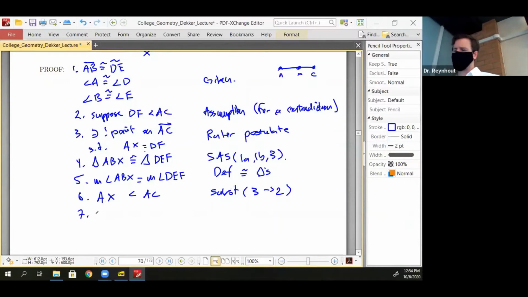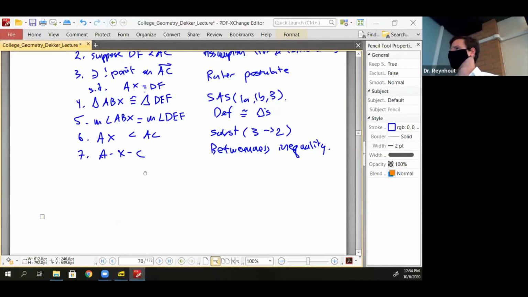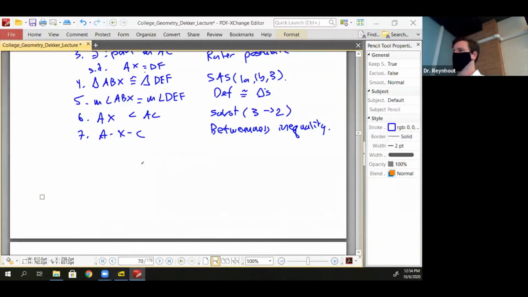Okay. So the next step, once we have this, does give us that theorem that I was talking about earlier, which is the betweenness inequality. So we have that X is between A and C. And again, that is the betweenness inequality. Okay. And again, I wrote bigger, so I've got less space than I thought I would. Let's see here. The 8th step.